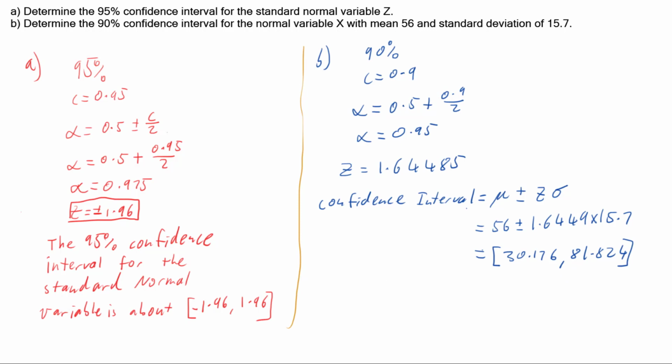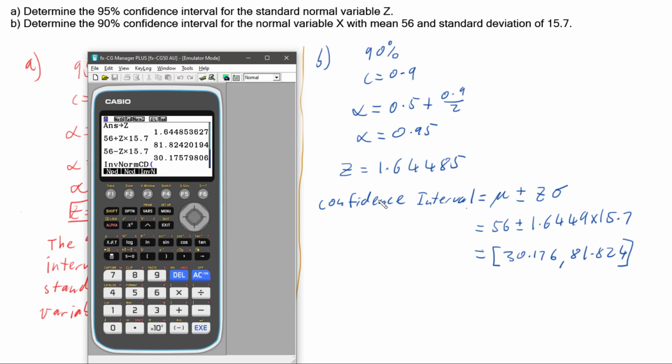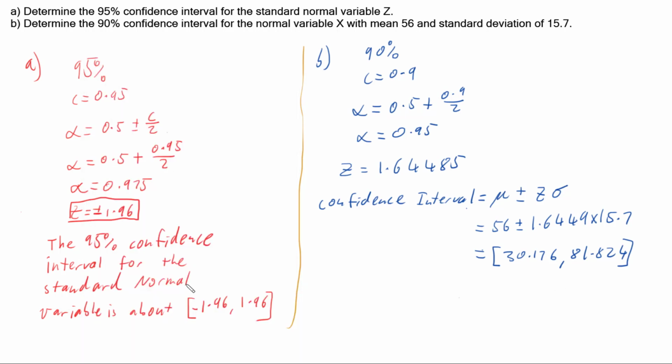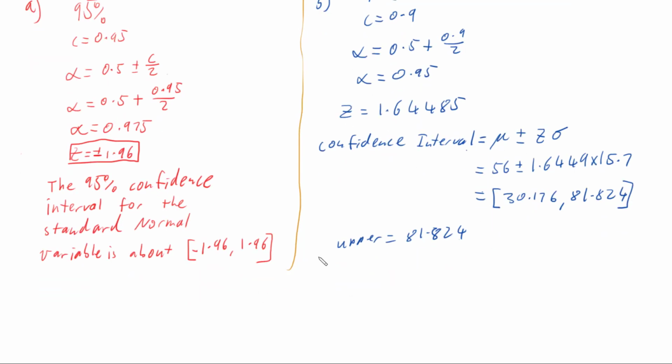There is another way we can do this as well. Because we're using the inverse normal, I can actually put in my standard deviation and mean. If I put in our proportion 0.95, our standard deviation of 15.7 and our mean of 56 and press execute, I get 81.824, which is my upper limit. So I can use that to get my upper limit, but to get my lower limit, I've got to do some maths.